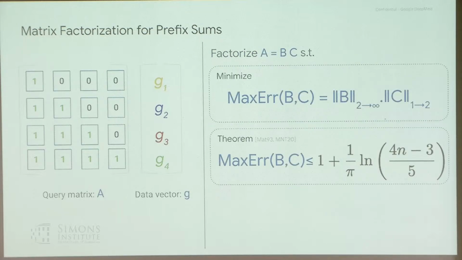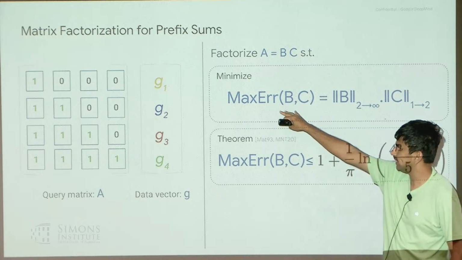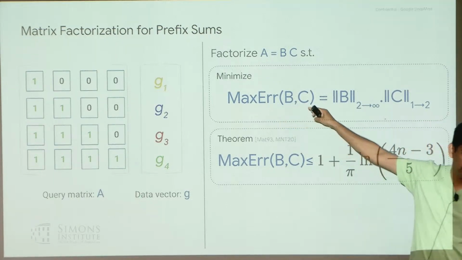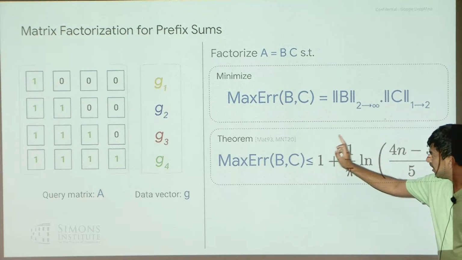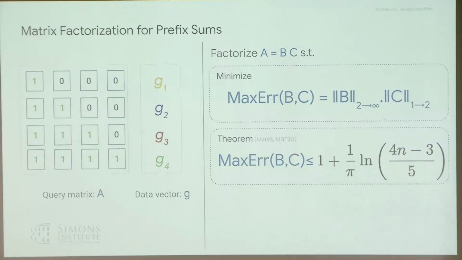So what do we know so far? We want to minimize this, and from now on I will represent this as max error with these matrices B and C. What we know so far, this is from a paper from Matthias and Nikolov Talwar, I'm forgetting the first person's name, pardon me for that. So the max error is 1 plus 1 over pi times log n. So I wrote these exact numbers down.